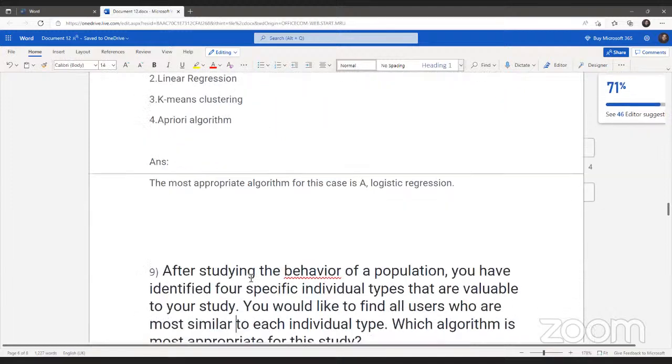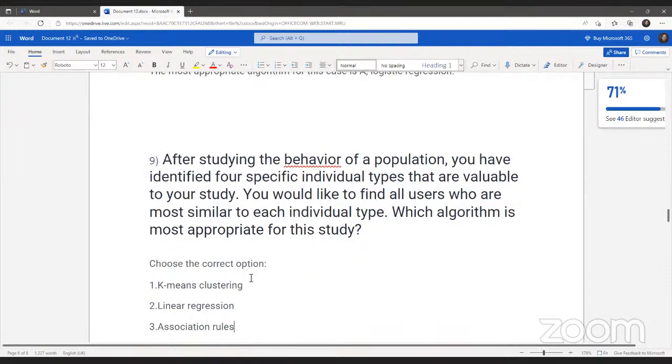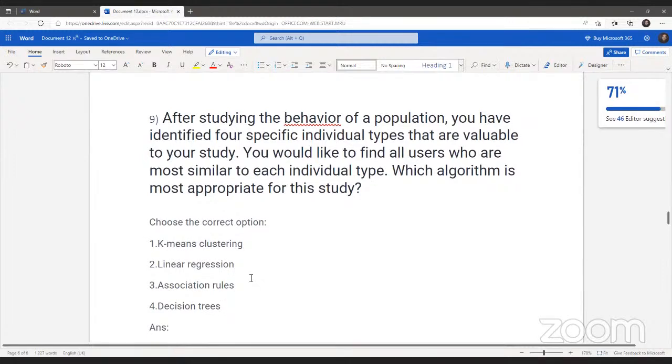So as we jump into the next question, after studying the behavior of a population, you have identified four specific individual types that are valuable to your study. You would like to find all users who are most similar to each individual type. Which algorithm is most preferred for this kind of study? The options are k-means clustering, linear regression, association rules, and decision tree. If anyone knows the answer, please ping me in the chat box and we'll discuss the answer within a minute.